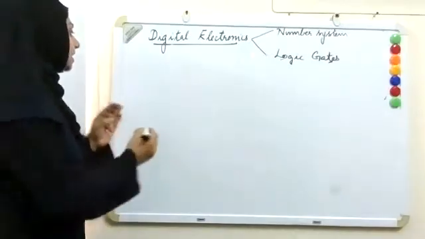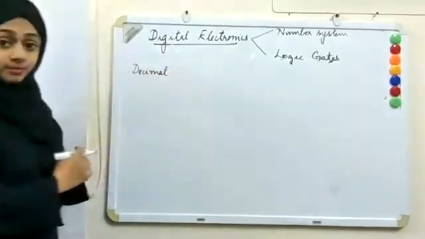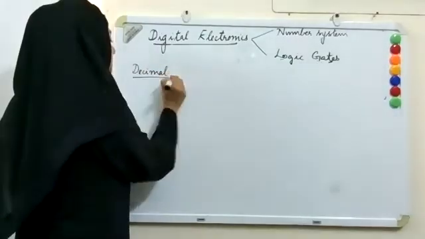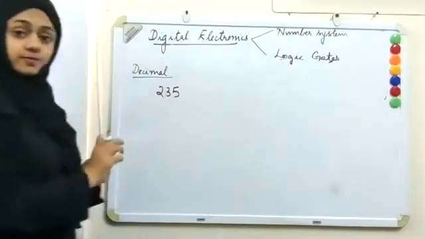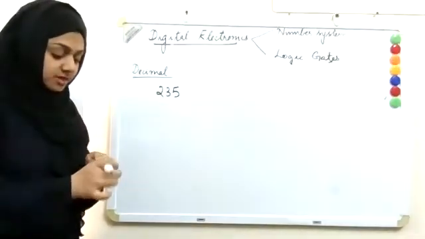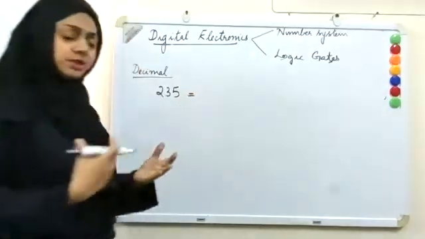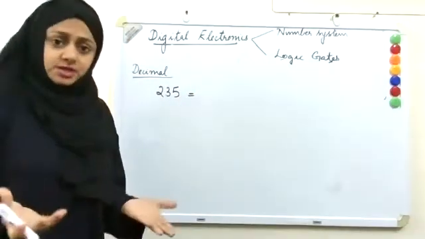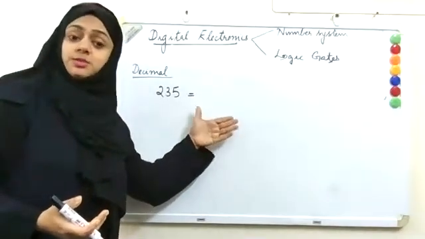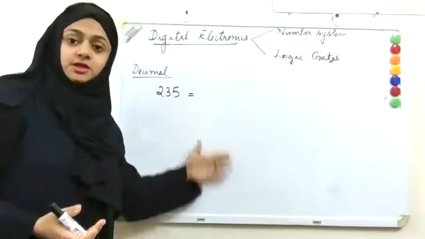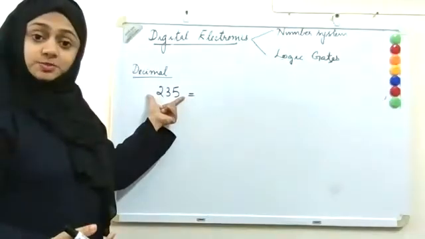Okay, let me take the decimal system. In the decimal system, let me express a number, 235. When we express the number 235, this will seem very simple and trivial to you, but when we follow the method, I want you to focus on the method because we will be expressing everything with the same method. So let me tell you how we will express this.